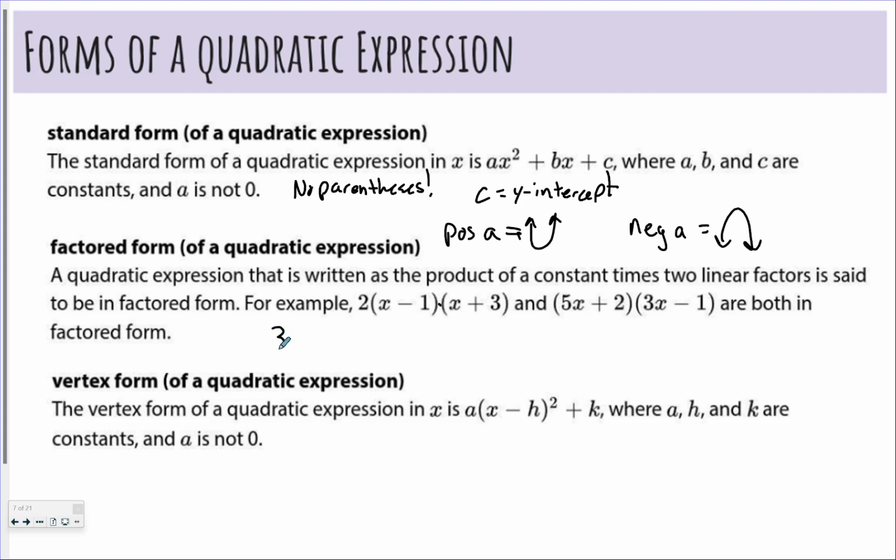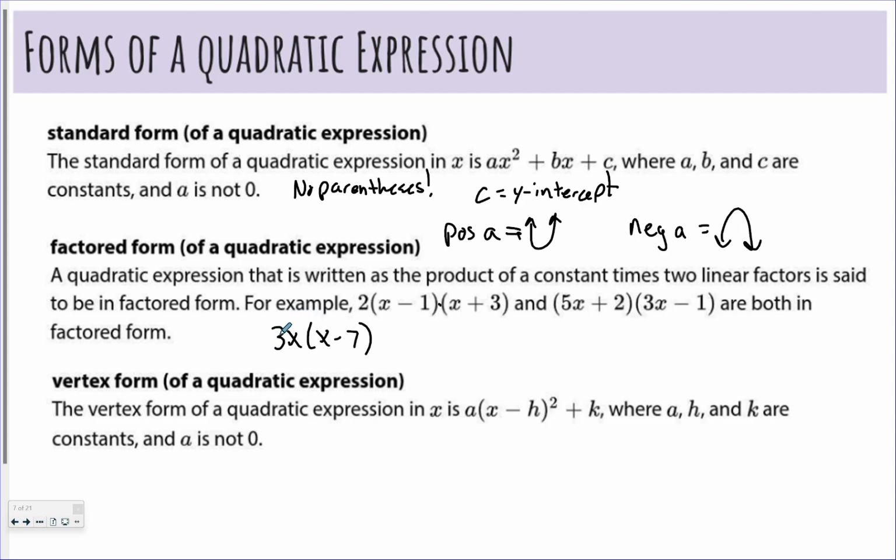Say 3x times x minus 7. This is also considered factored form as well because you have separate x's that are being multiplied together. Notice this one doesn't need the parentheses.